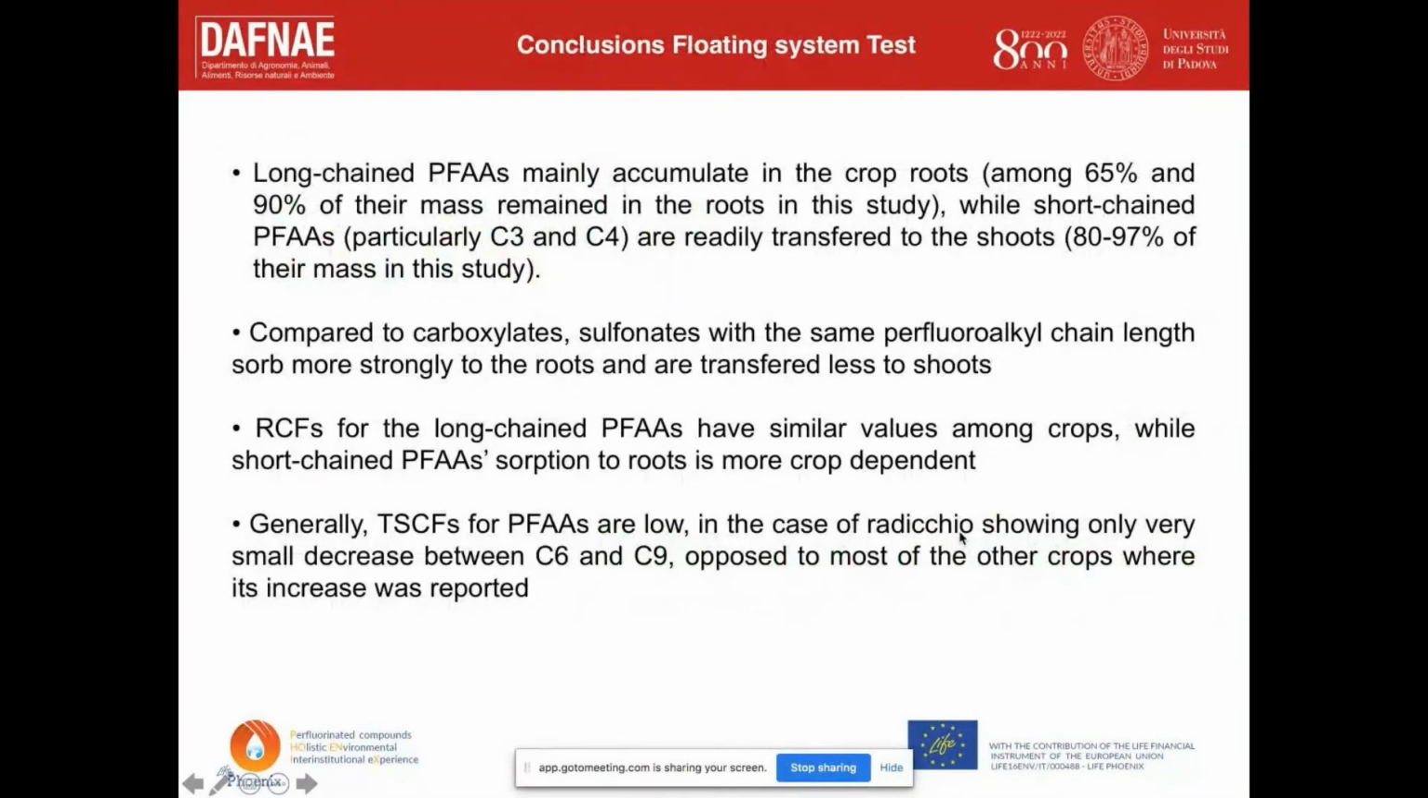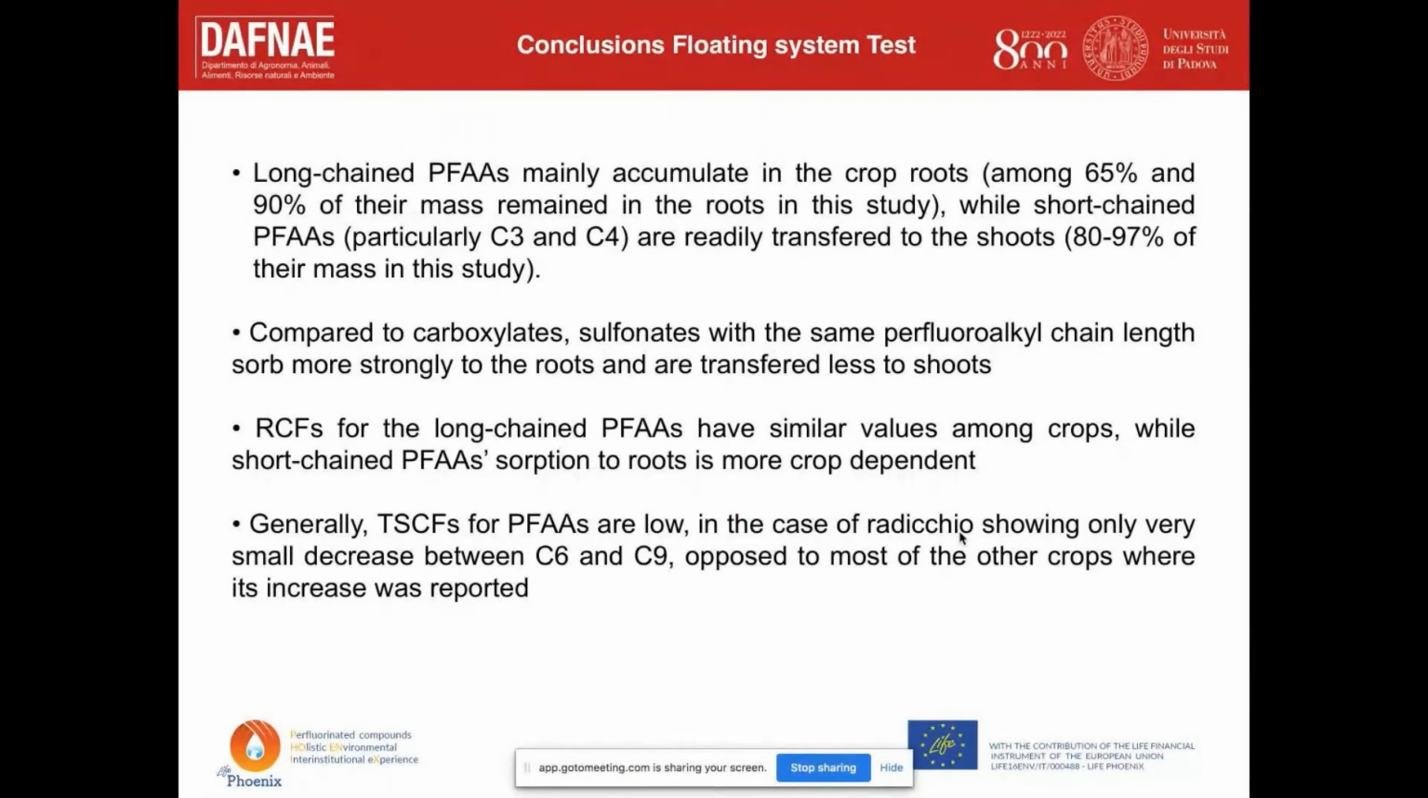What is the conclusion related to the floating system test? We have seen that long chain PFAS mainly accumulate in the crop roots, with more than 65% and up to 9% of their mass remaining in the roots in the study. Short chain PFAS, particularly C3 and C4, are readily transferred to the shoots. Compared to carboxylates, sulfonates with the same perfluorinated chain length absorb more strongly to the root.